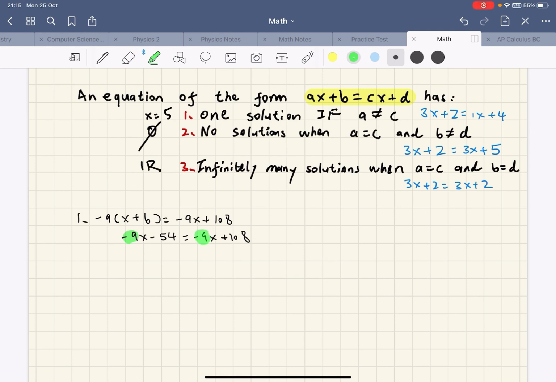A equals c, but b does not equal d. What is that again? That is rule number 2. A equals c, but b does not equal d. So there will be no solutions to this equation.